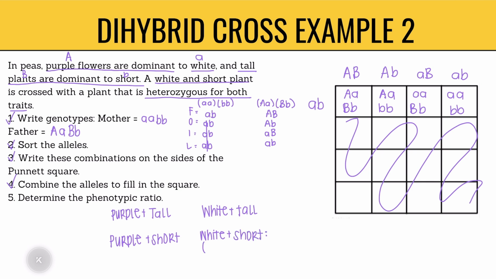Okay, so same thing I did last time. I'm going to start off with white and short, because this one's going to be the easiest one to identify first. It's going to be all recessive. So 1 out of 4. If you did the whole thing, you would have gotten 4 out of 16, which when you simplify is 1/4. So same thing. All right, white and tall.